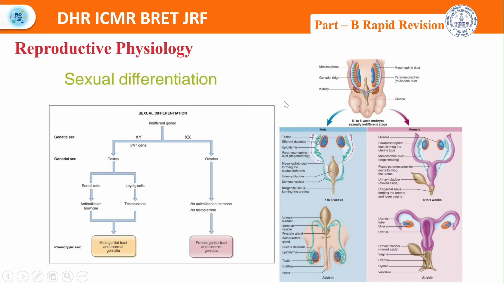Now there is reproductive physiology. We have the male and the female reproductive system, and the XY means male and XX means female. The XY has SRY genes, and the formation of testis is mainly due to anti-Mullerian factor, and in ovaries there is no anti-Mullerian hormone or no testosterone.